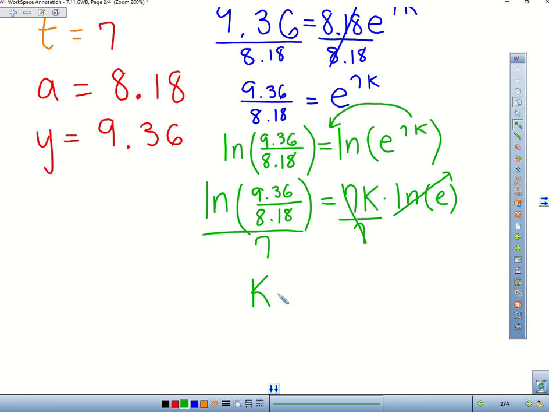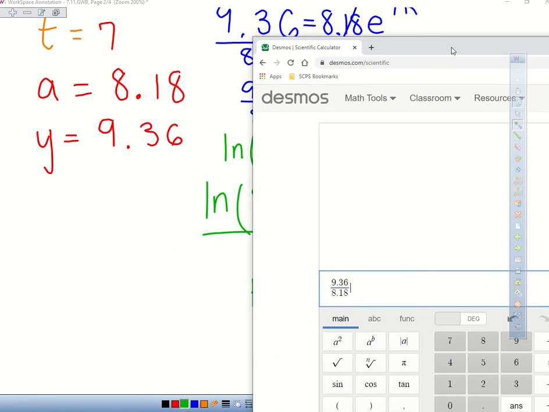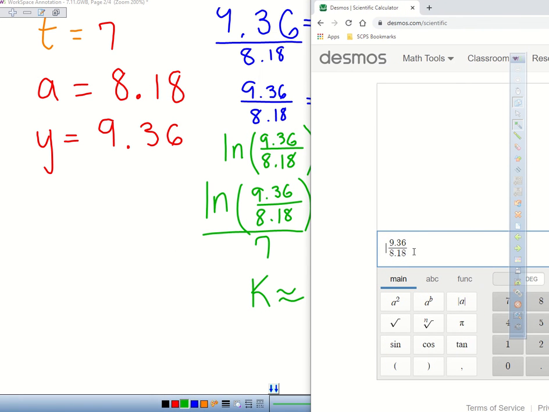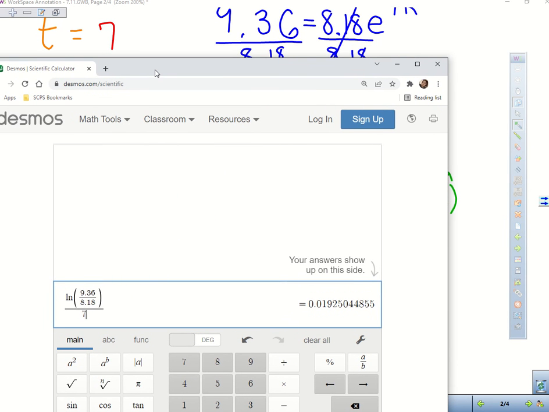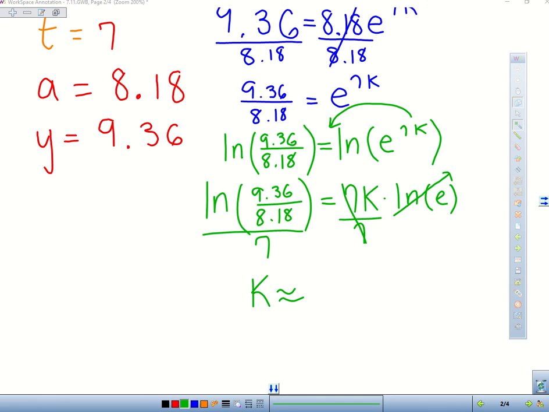So now I can find what k is approximately by putting all of this in the calculator, okay? So if I have my Desmos calculator up, right here, I'm going to take the ln of this. This calculator is easy because you can type into it. And then I'm going to divide this whole thing by 7, right? So that's the calculation I'm trying to do. So I type it into my Desmos Scientific Calculator, and it gives me about 0.02. Okay.